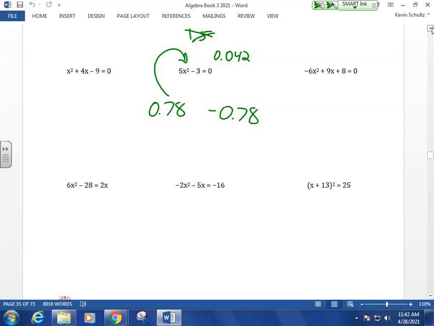Yeah. Okay. So when you check these answers, expect that if you round it, it's not going to be exactly 0, but it should be close enough to where you can be confident that you are correct. All right. Anything else?